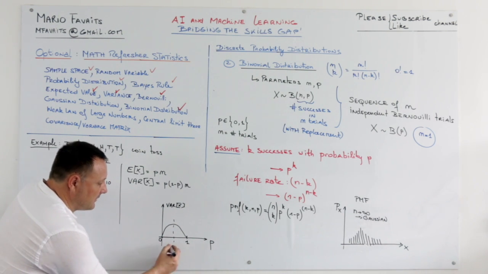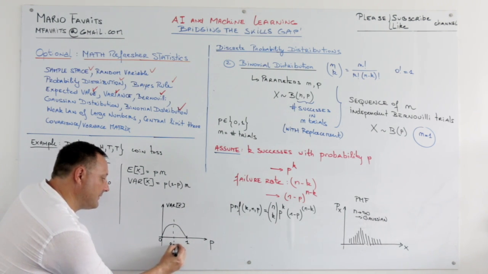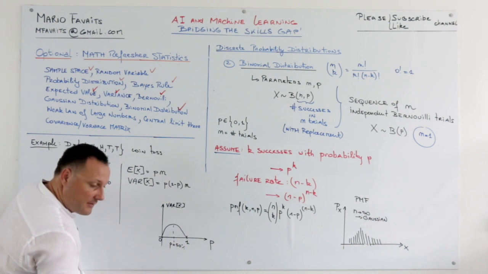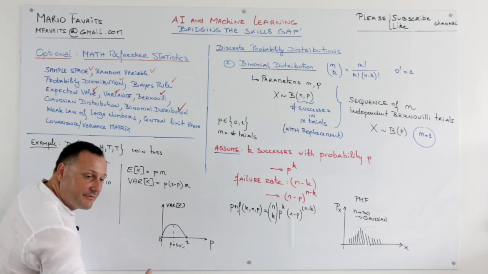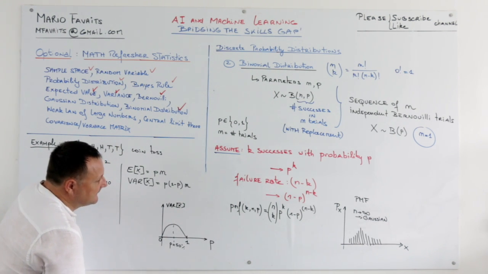So when p is 50%, you have your highest variance. That means it's a fair coin toss.